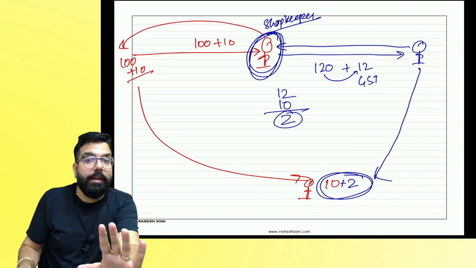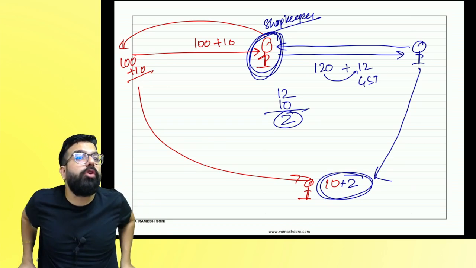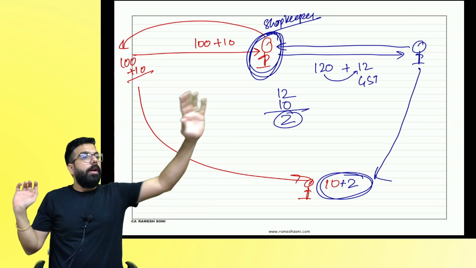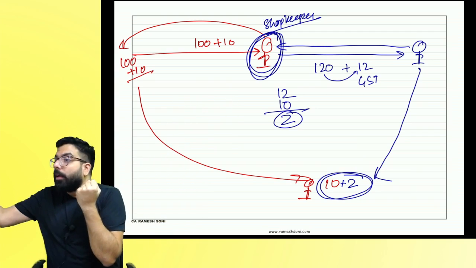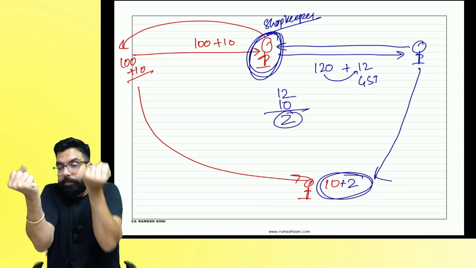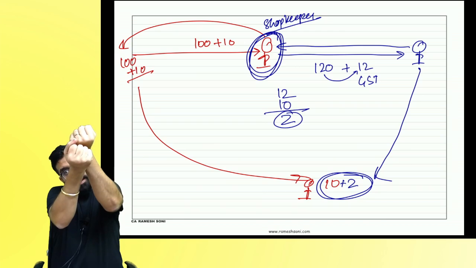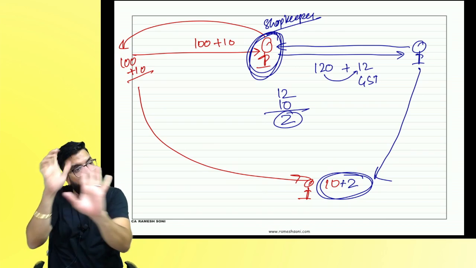In indirect tax, a shopkeeper never pays anything. What does a shopkeeper always do? He will collect from you. When he bought the goods, he would have paid some tax. That he will deduct, and the remaining he will pay to the government.